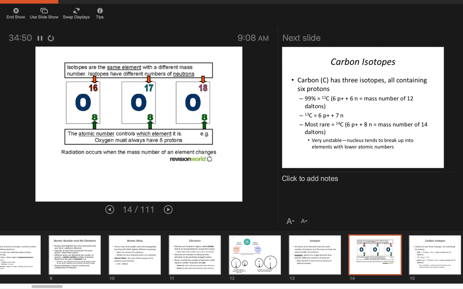Any questions with isotopes, atomic mass, and atomic number?